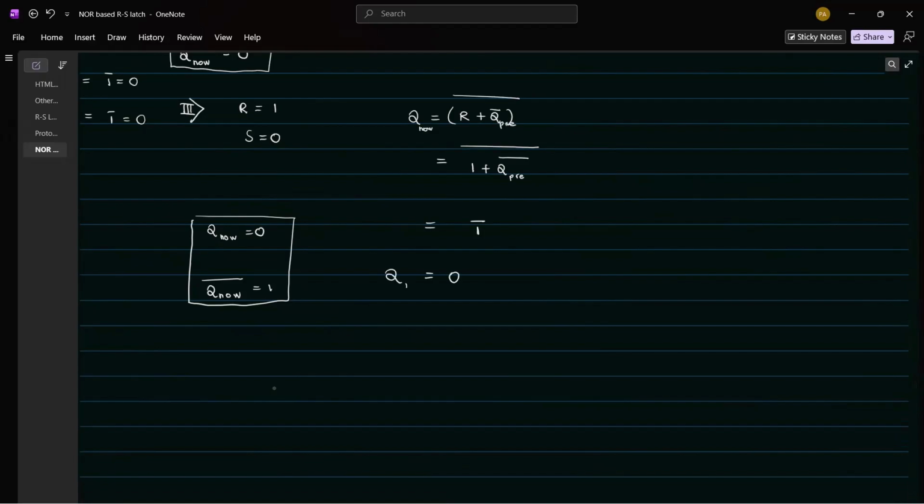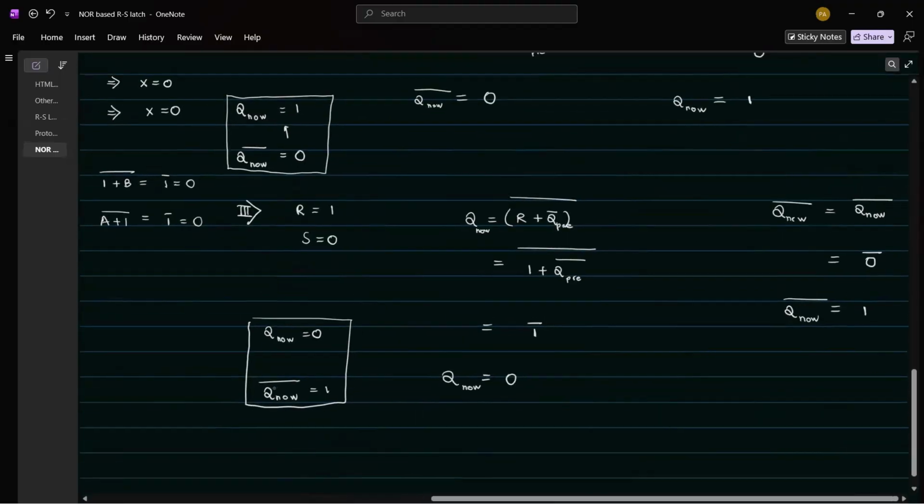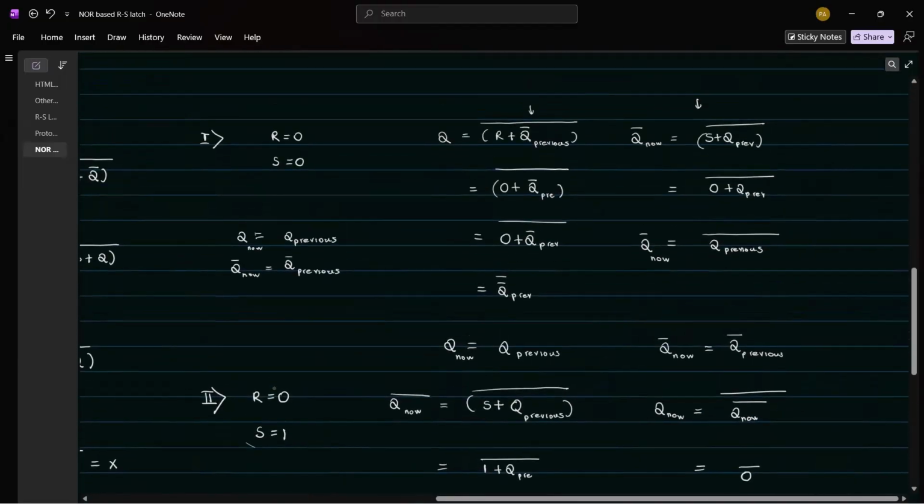Okay, Q now is equal to 0, and we can say Q now whole thing bar is equal to Q now over bar, and we know Q now is equal to 0, so 0 bar will be equal to 1. So we know Q now whole thing bar is equal to 1. The expected outcomes are reached. So this is how you are going to work with this.